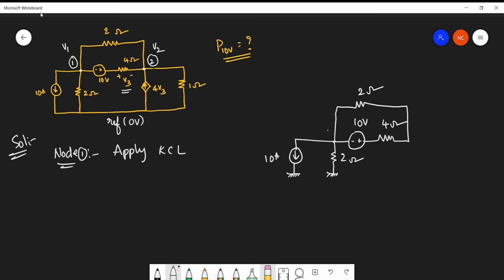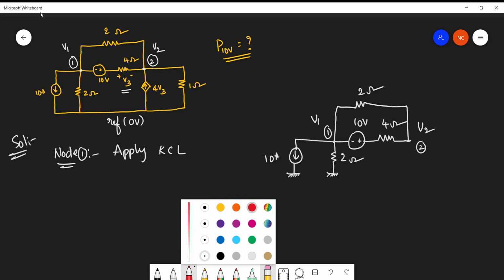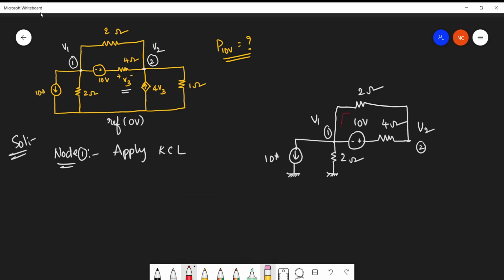This particular point is node 1 whose voltage is V1, and we also have node 2 whose voltage is V2. I already told you, if the direction is not specified, take the current direction as leaving from the node, like this. Now we apply KCL. Current passing through 2 ohm plus current passing through 4 ohm plus current passing through 2 ohm. This first 2 ohm is the element connected between node 1 and node 2.